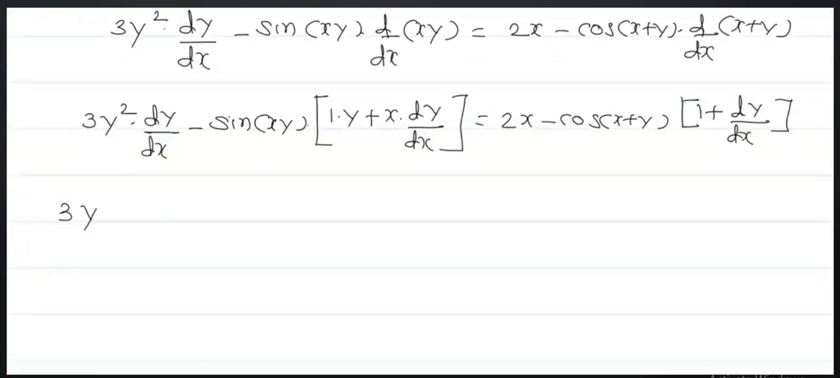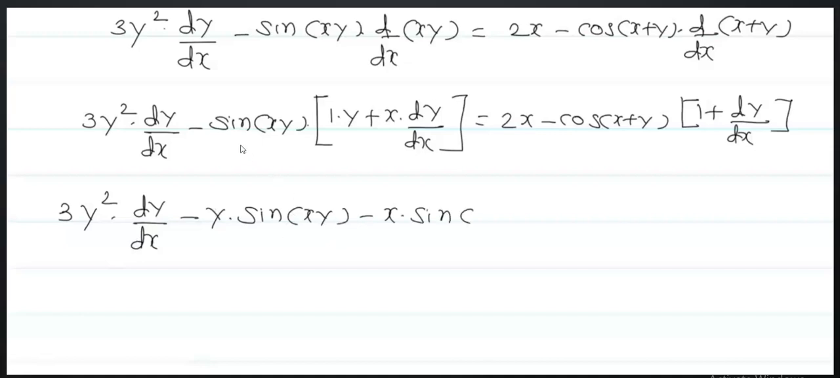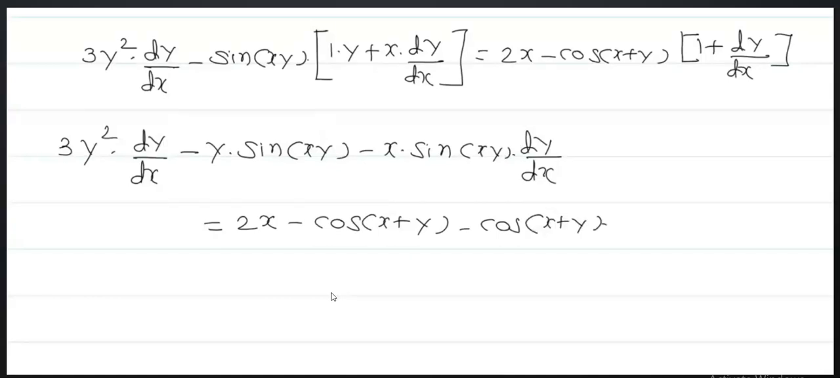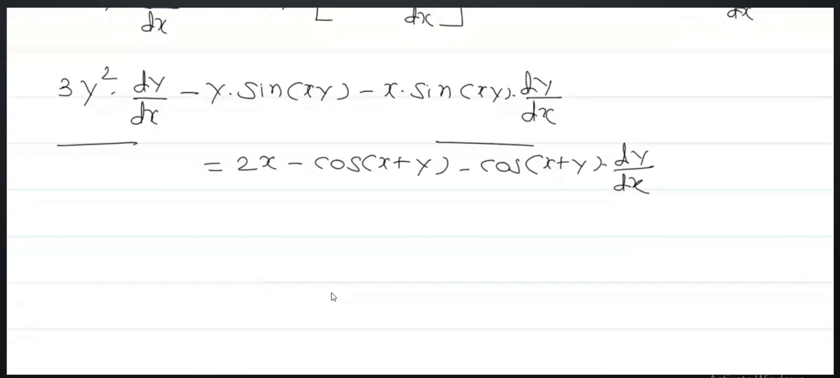Now again simplify this, that is 3y square into dy by dx minus y sin of (x plus y) minus x sin of (x plus y) into dy by dx, that is equals to 2x minus cos of (x plus y) minus cos of (x plus y) into dy by dx. Now collect the terms of the dy by dx.